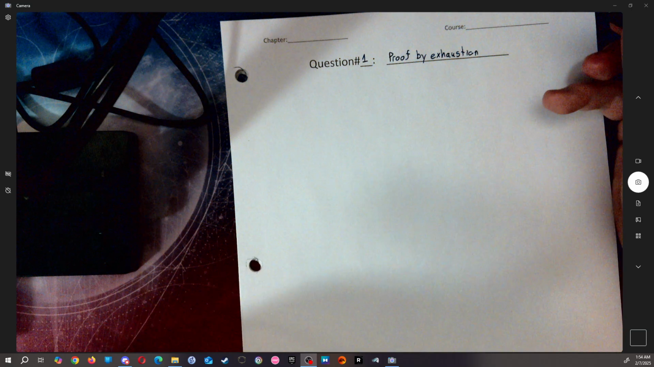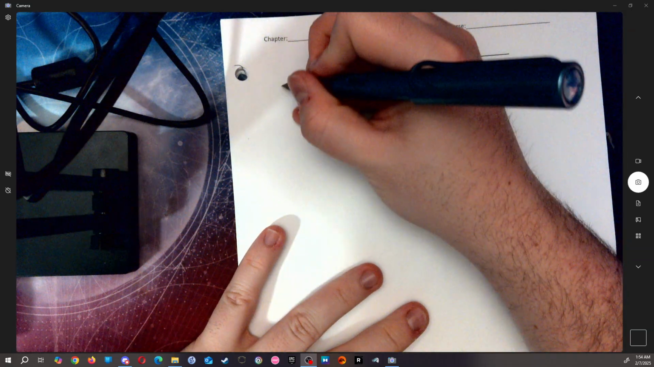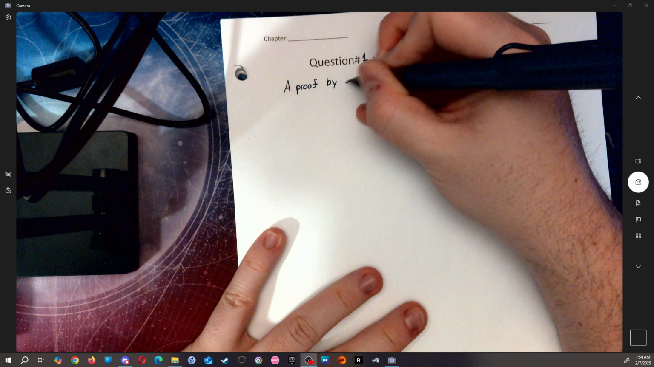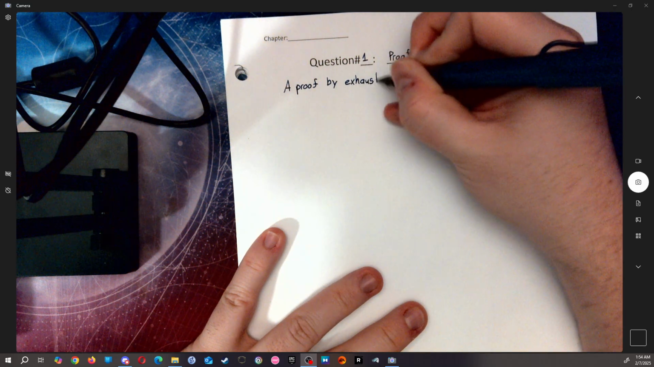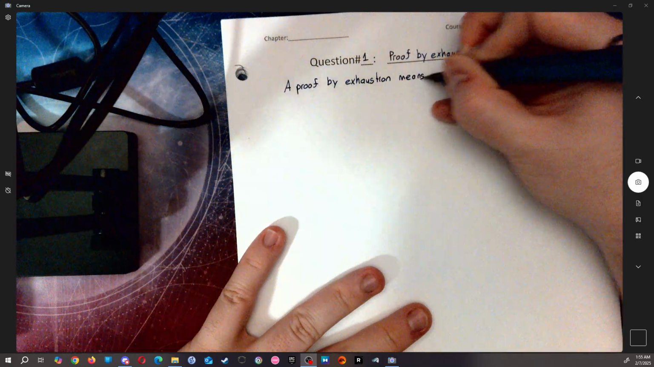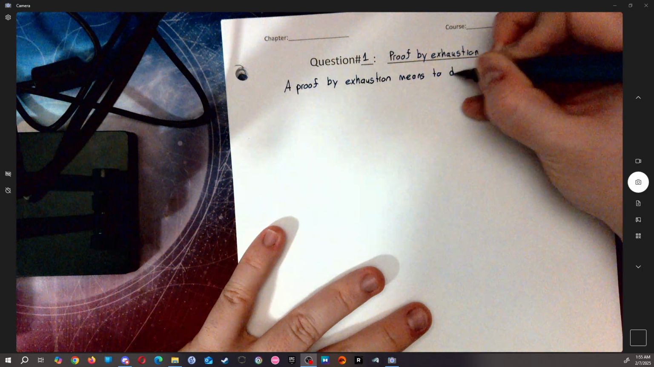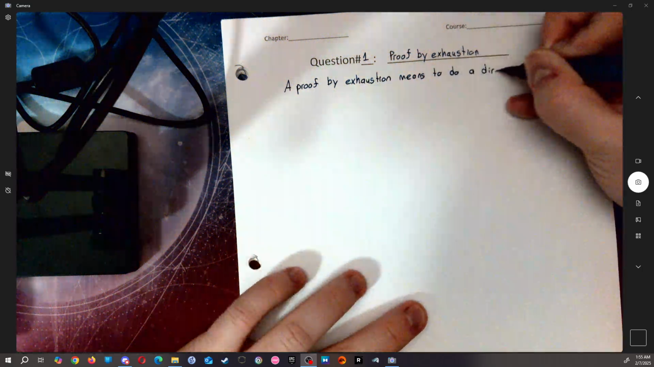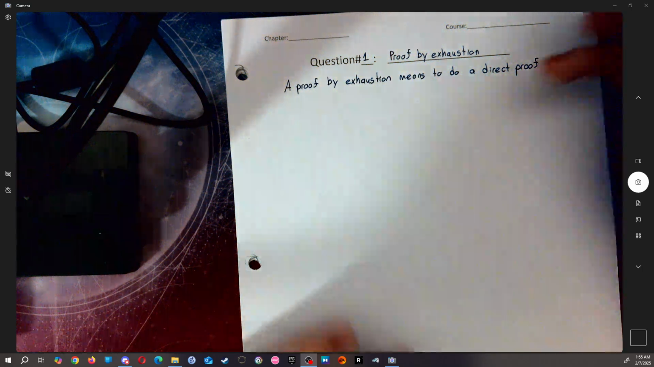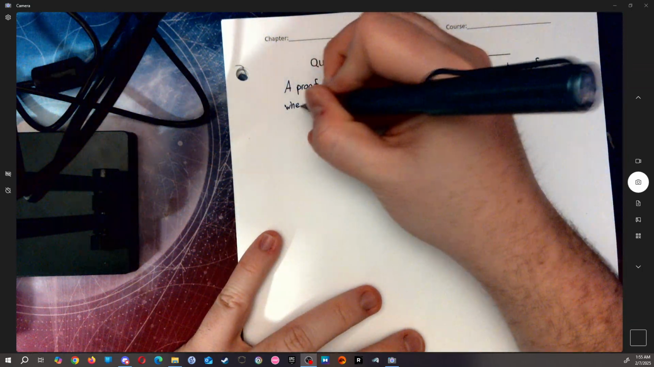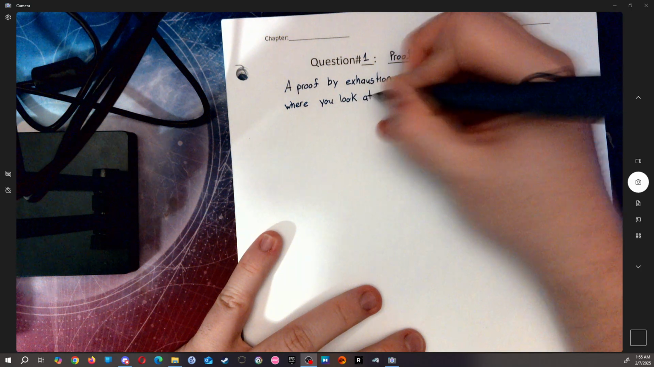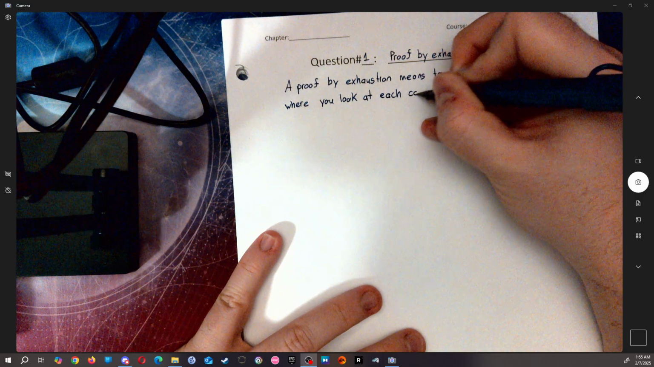So before we actually get into the first question, a proof by exhaustion, as the name implies, just means to do a direct proof where we look at every single scenario. So where you look at each case. And of course, we can only do this when it's practical, right?